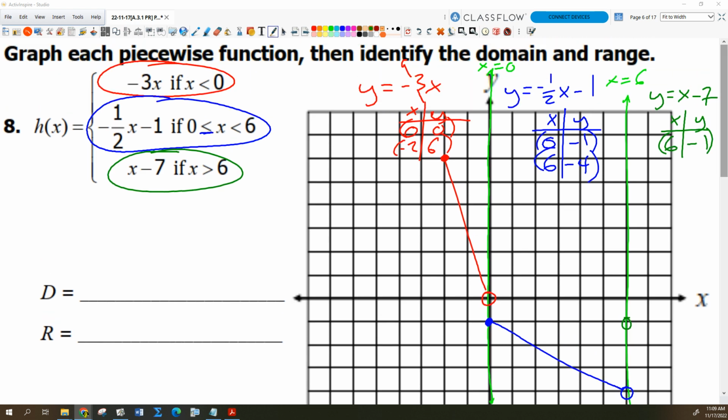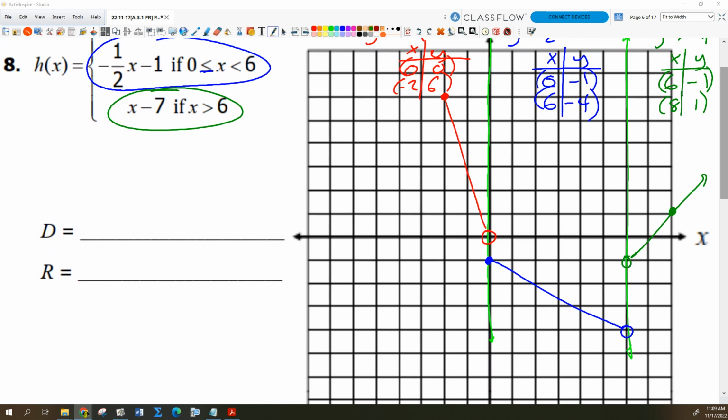How about if we plug in 8? If I plug 8 in for x, what do I get? 8 minus 7, 1. Okay, so 8, 1. So I'm right there, over 8, up 1, and I just connect and extend to the right. And there's my piecewise function. What a beauty, right? There it is. Okay, let's see if we can figure out what the domain is.